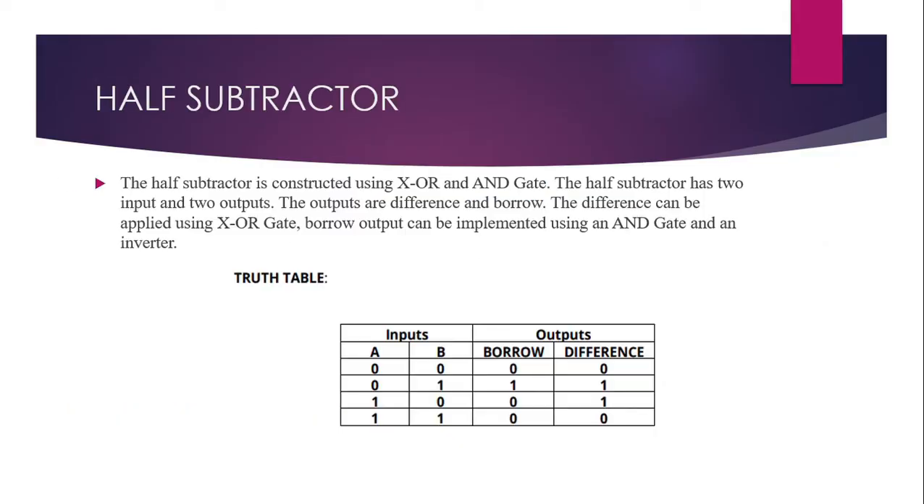Half adder is constructed using XOR and AND gate. The half subtractor has two inputs and two outputs. The difference can be implemented using an XOR gate. The borrow output can be implemented using an AND gate and an inverter. This is the truth table for half subtractor.